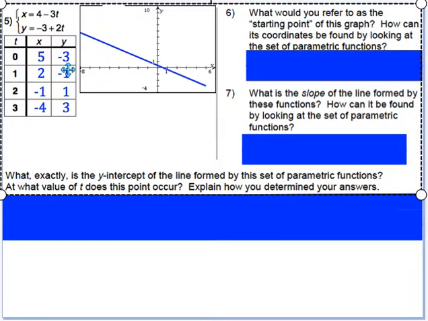And you know, on the calculator when you're graphing, you would push Control T to pull up the table, and that's what you would get. So now let's answer some of these questions.